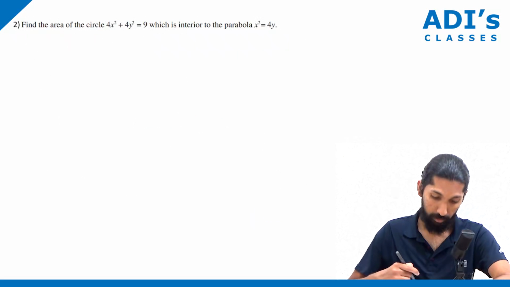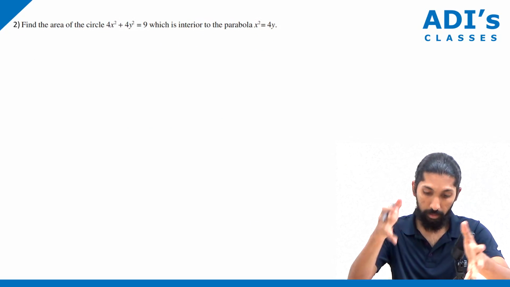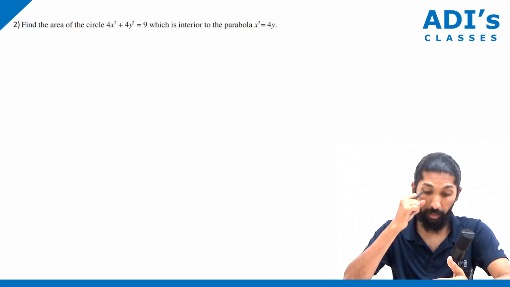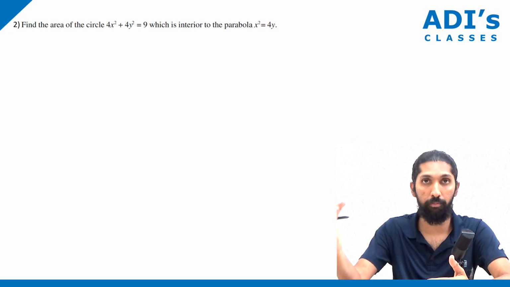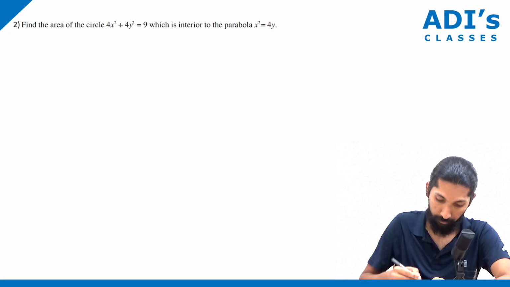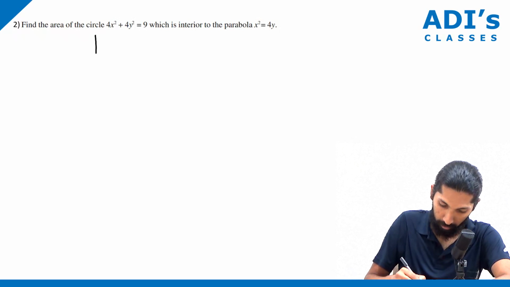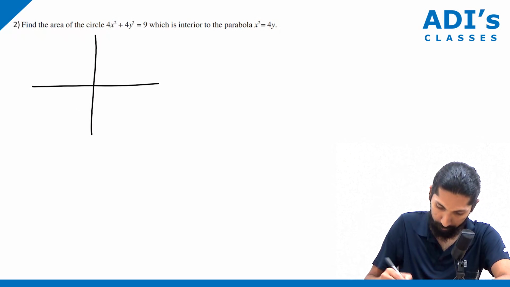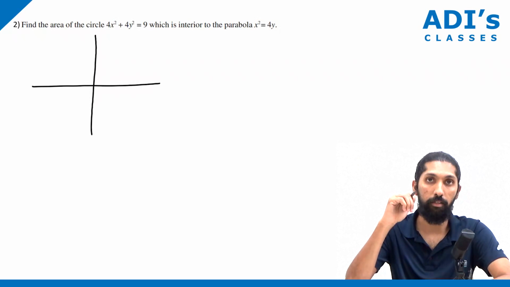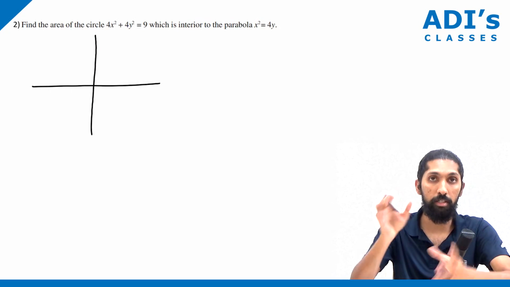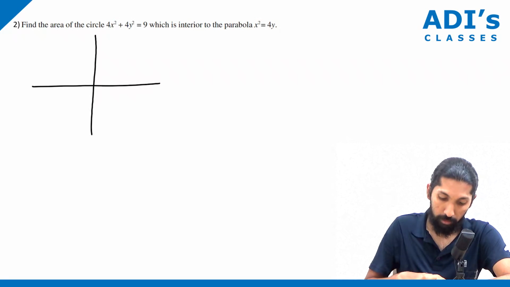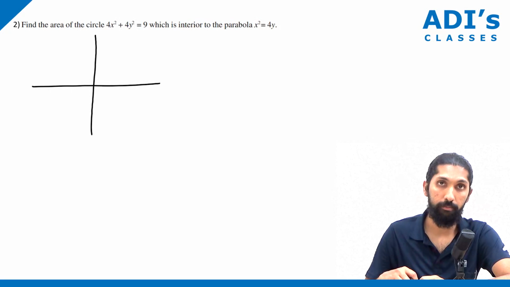The second one. Find the area of the circle which is interior of the parabola x square is equal to 4y. All right. Now we have a circle and a parabola. Correct? Again, what is the first step? Drawing the figure. So we'll start by taking the figure. For that, let's change the equation of the circle. We say change the equation, just rewriting it in a different form. Okay, so your 4x square plus 4y square is equal to 9, correct?